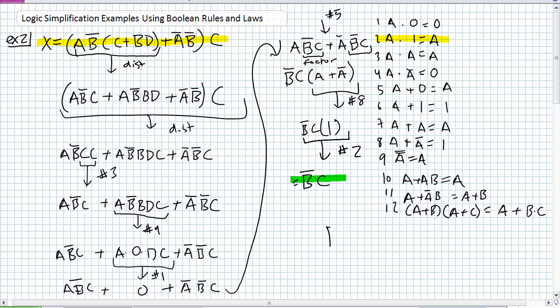Ultimately, what would this thing look like? Well, it's ANDing not B and C, output X. What about inputs A and D? Don't need them. Get rid of them. Don't even put them in your circuit. Talk about simplification. Let's move on to example 3.